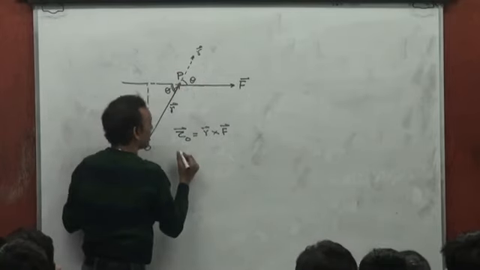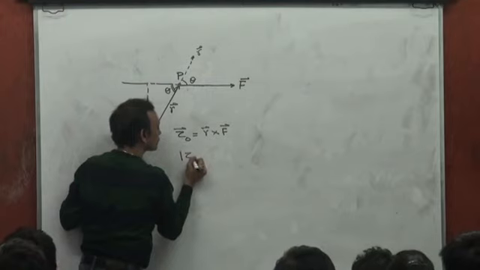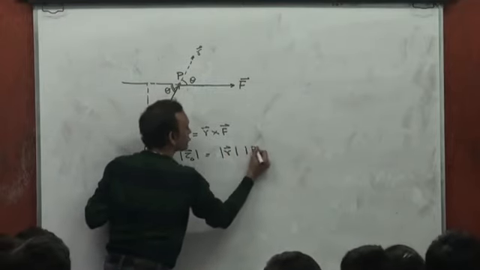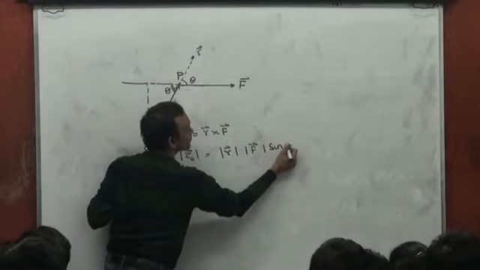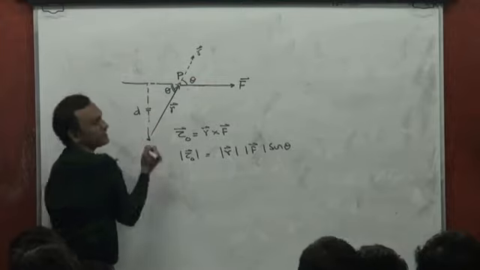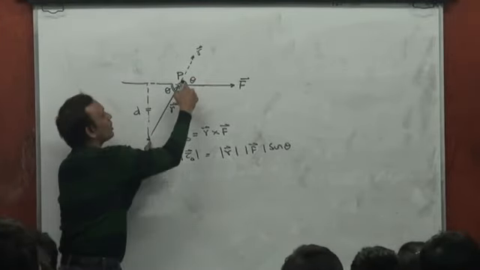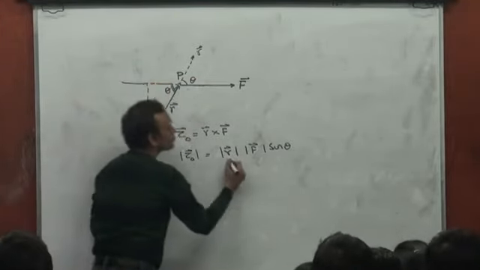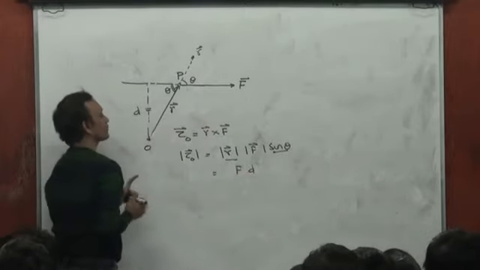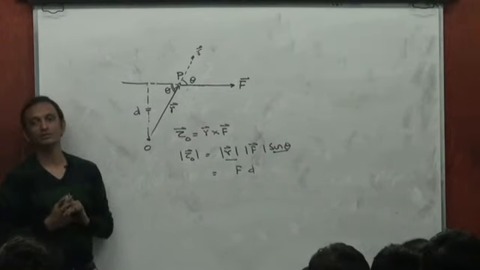The magnitude of the torque is magnitude of R into magnitude of F into sine theta. And like before, mod R sine theta is this perpendicular distance d, the moment arm. So this mod R sine theta I write as d. So F into d is the torque about O magnitude.